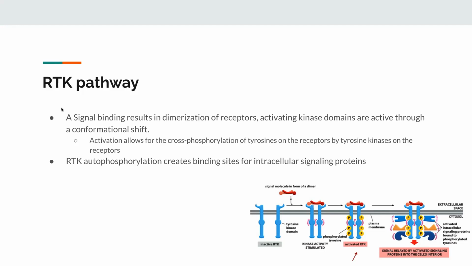RTKs are used in a whole classload of different pathways, and this is just the receptor part, right? So from here down, you can have a million different types of effects depending on the specific proteins that dock and what they do and things like that. Does that make sense? Any questions on RTKs?